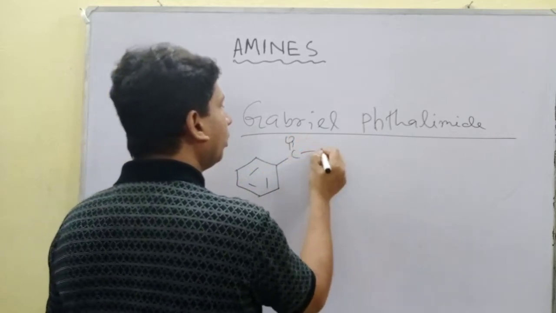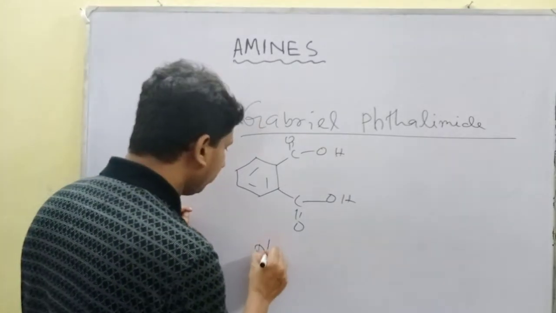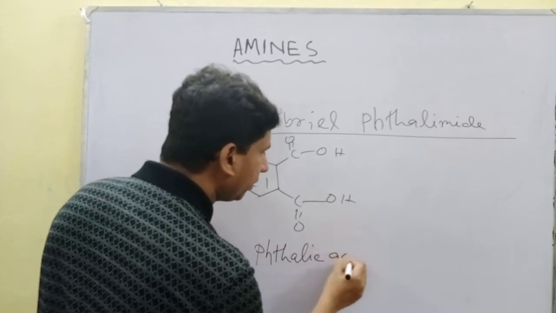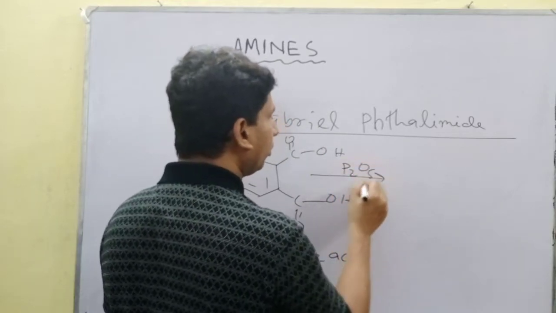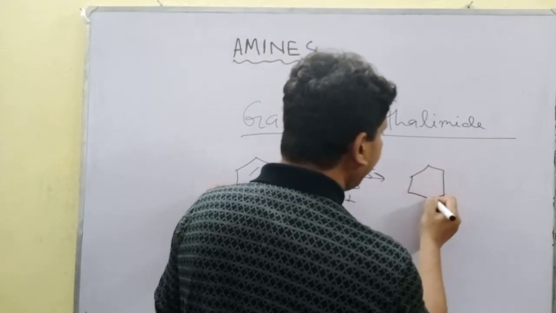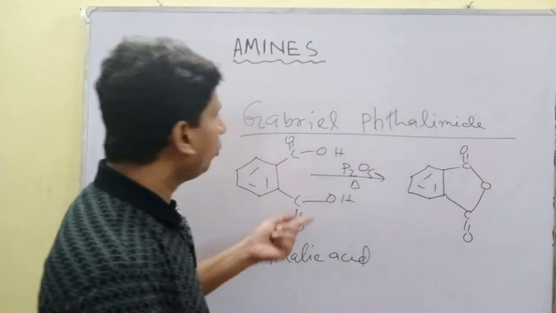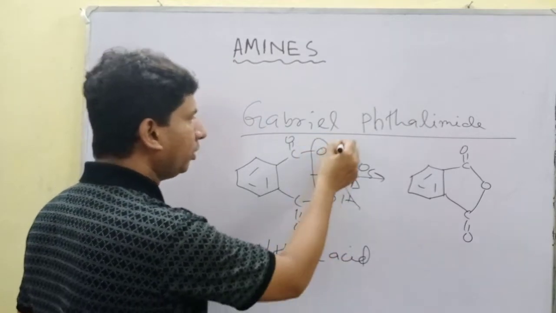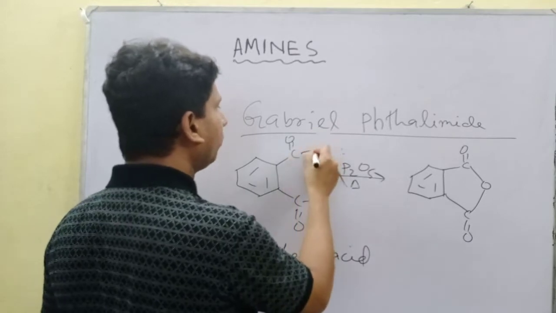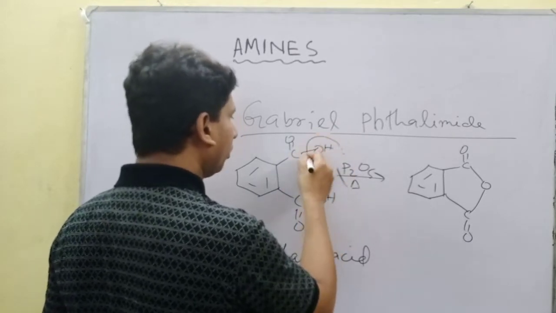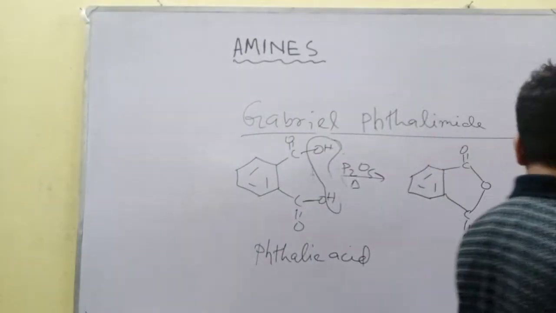What is this? This is actually phthalic acid. If we heat it with P2O5, then we will get phthalic anhydride. One water will be removed from here. So we will get phthalic anhydride. This is known as phthalic anhydride.